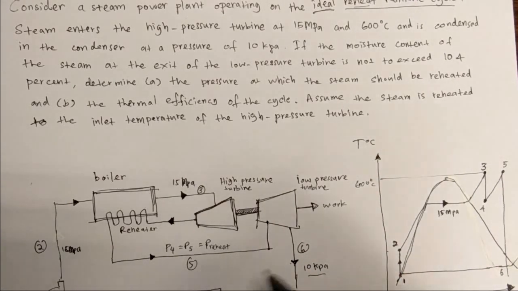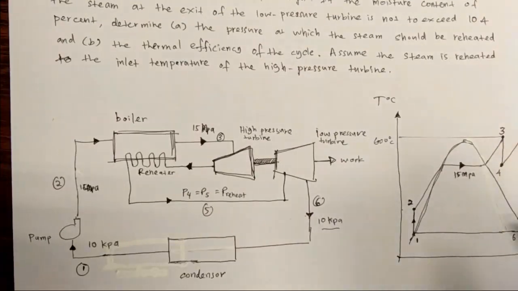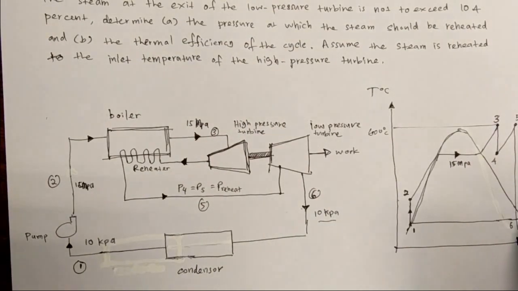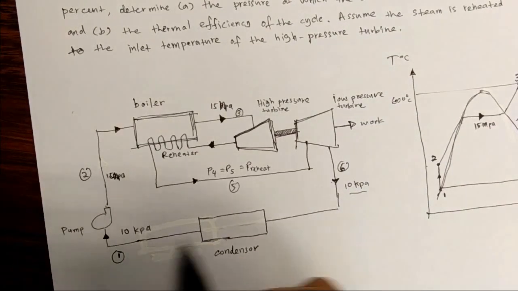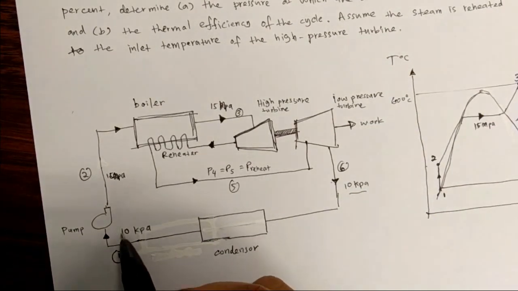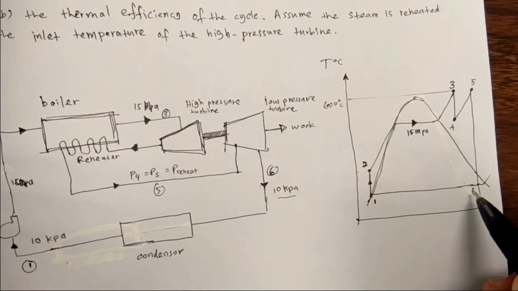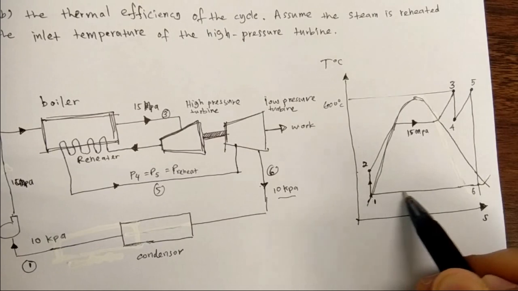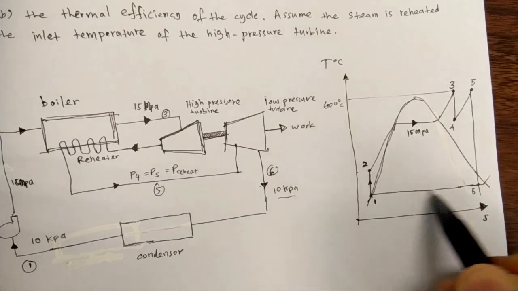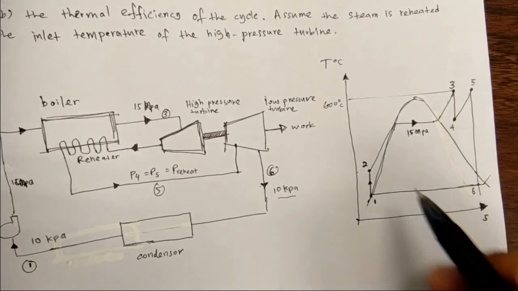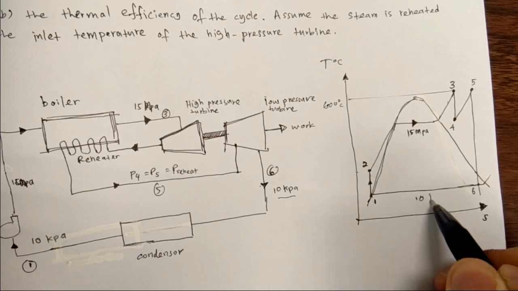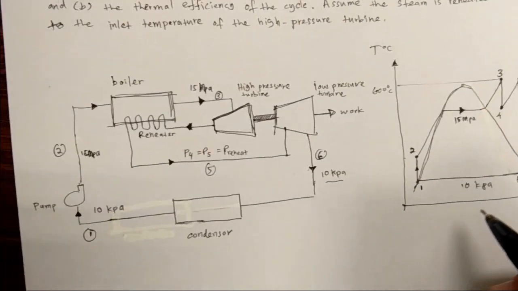Okay, so in state 6, the pressure is 10 kilopascal. So here the pressure is 10 kilopascal. So after the condenser, the pressure is still 10 kilopascal. If you look at the TS diagram here, the pressure here and here is constant, so 10 kilopascal.